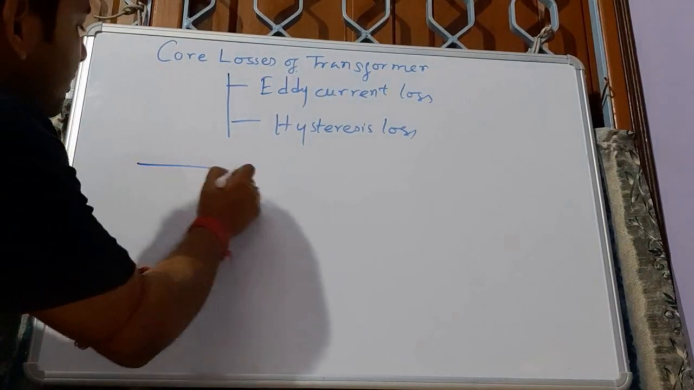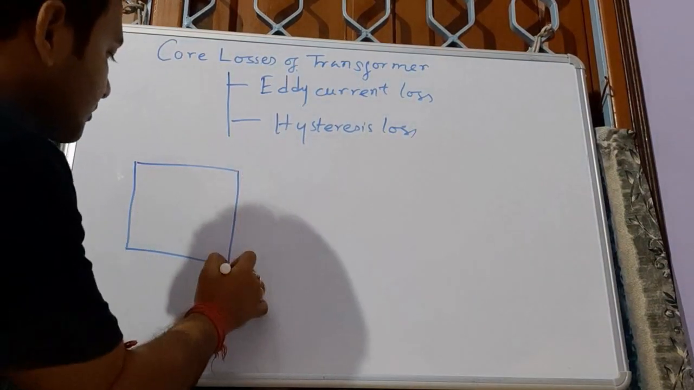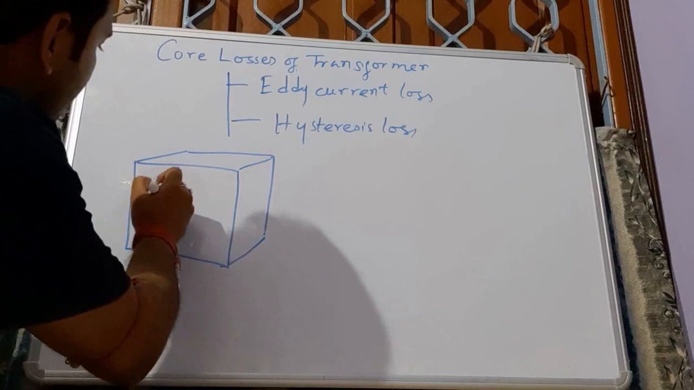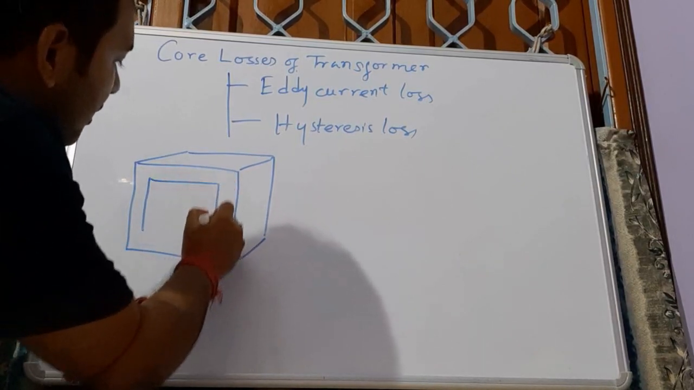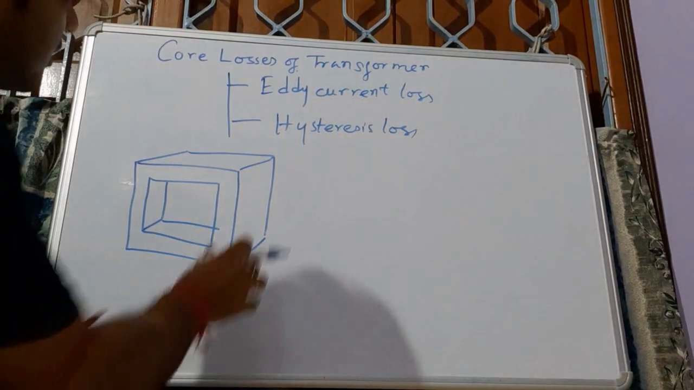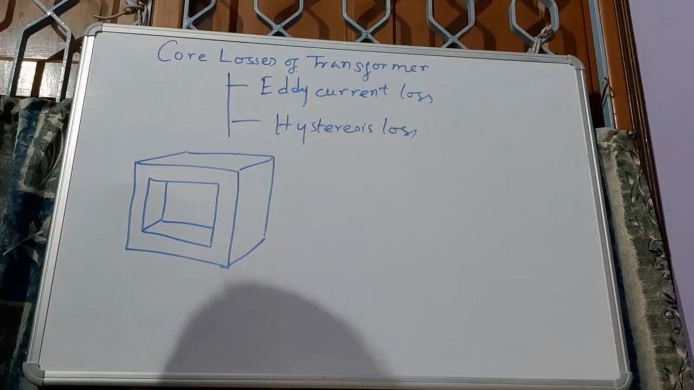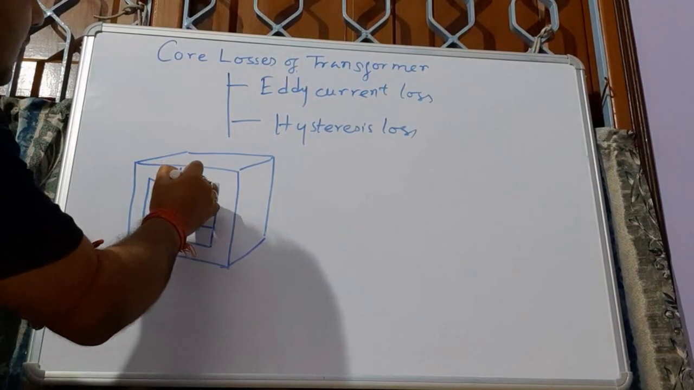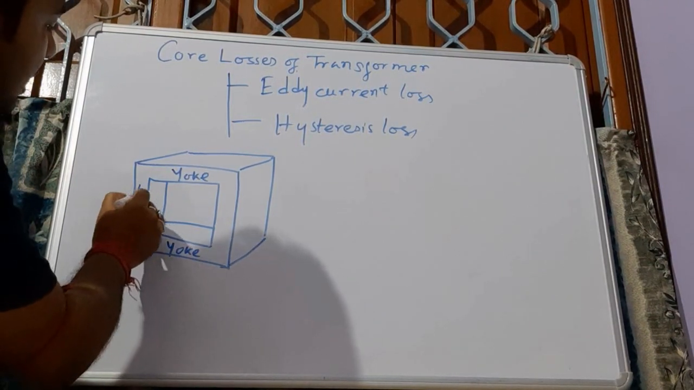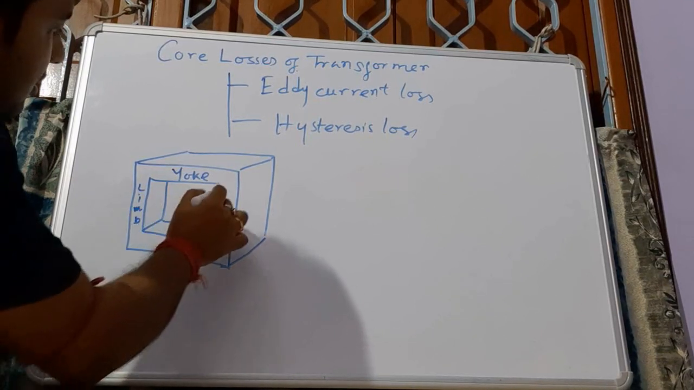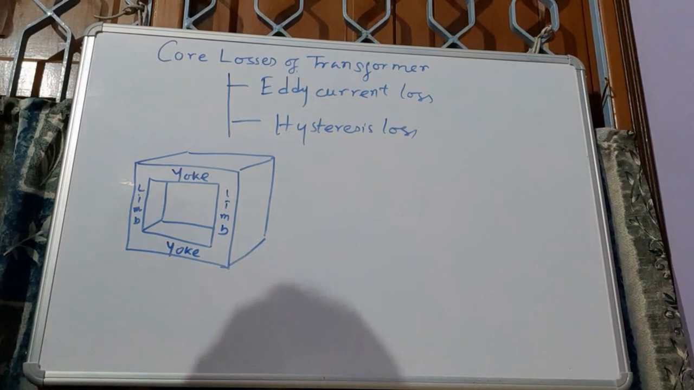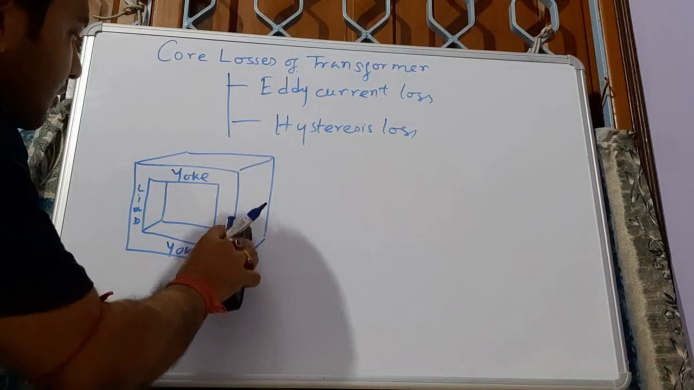Suppose this is your transformer. This is your transformer core. This is your yoke. This is called yoke. And these are called limb. Okay. Let's erase these things for the time being.